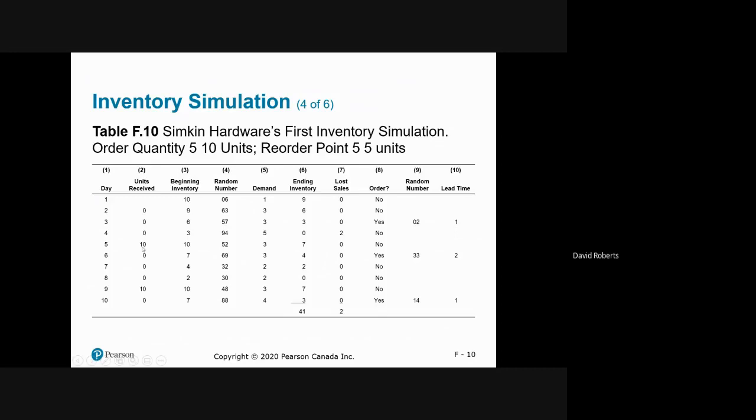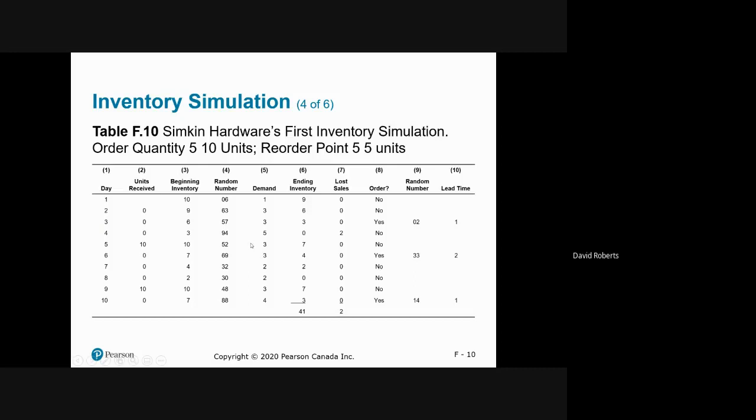Then, in day number 5, the 10 units that you ordered at the end of day 3, you receive at the beginning of day 5, so now you've got 10 units. And then you go through the process the same. 3 are demanded, you have 7 left, etc., etc. So you also have randomness for the demand, and you also have randomness for the lead time, because lead time is variable. So then you're going to see whether you order, and every time you place an order, you're going to order 10 units. And once you get down to 5 units, you will place an order.